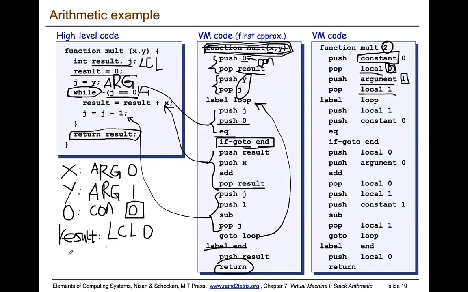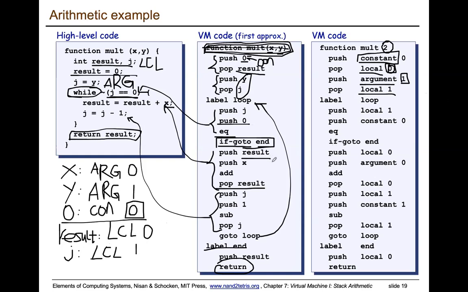J is not in my table, so I will add it to my table and say that j is still a local one. It's not an argument, it's the local one, and it will be local 1. Then skip the label loop. I will do push j. J is local 1, so I can replace it, and push 0 is a constant value, so constant 0. It's already there. Equal, I don't care. Then I go to the result.